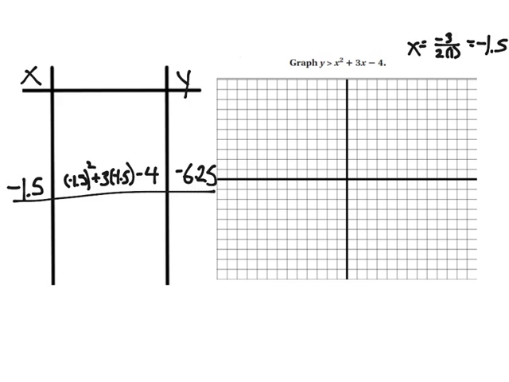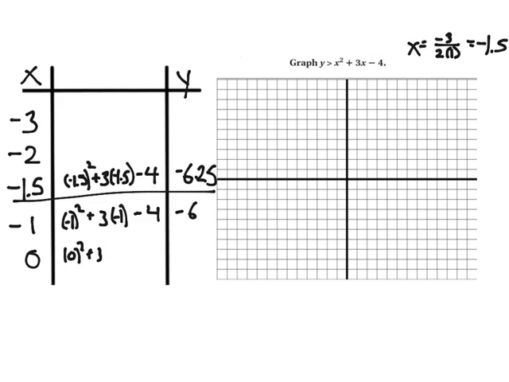Then we plug in points around it, so we'll go -1, 0, and then this would be -2, -3. If I plug in -1, I end up with 1, minus 3, which is -2, minus 4 is -6. I plug in 0. I get -4.